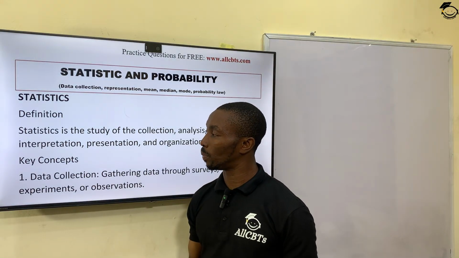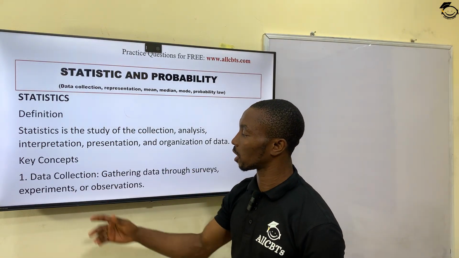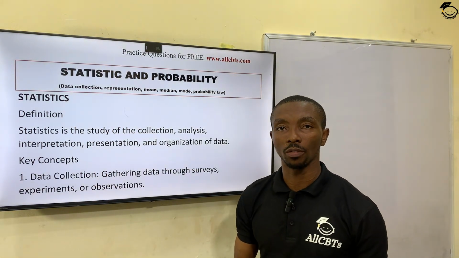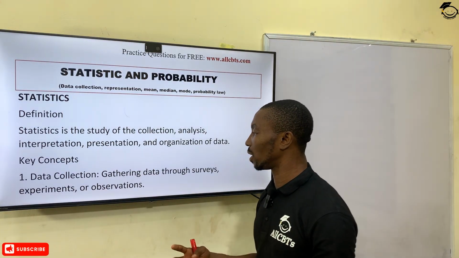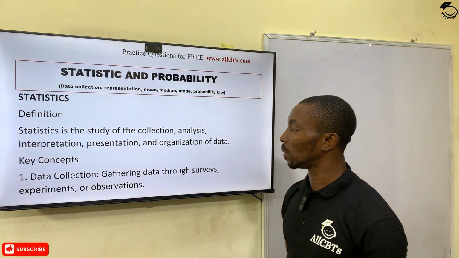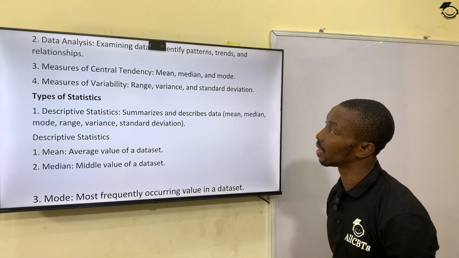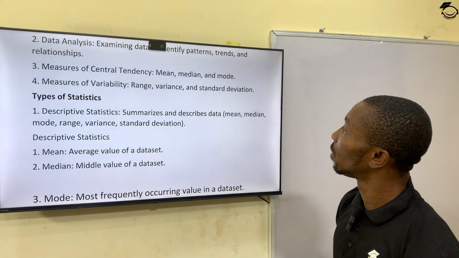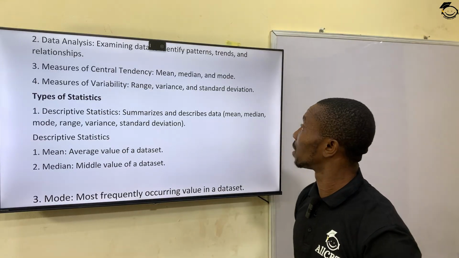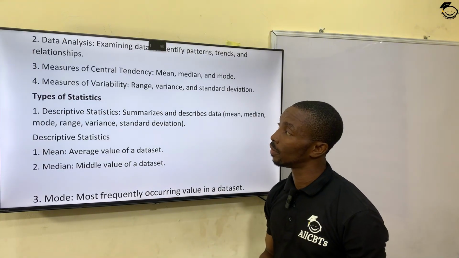Now we'll look at some basic key points under statistics. The first is data collection. What is data collection? Data collection is the gathering of information or data through different means. We have surveys, experiments, and observation. Next we'll look at data analysis. Analysis simply means examining the data to identify patterns, trends, and the relationships among a set of data.